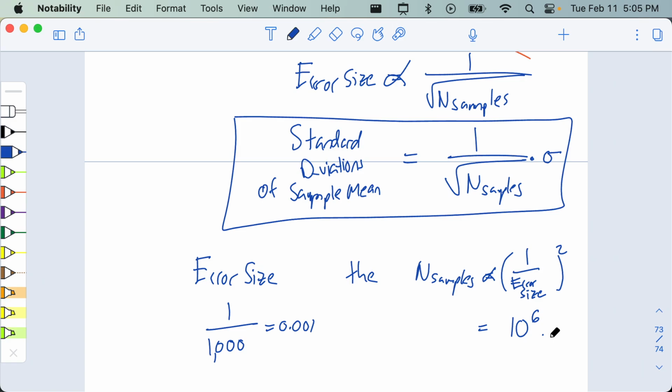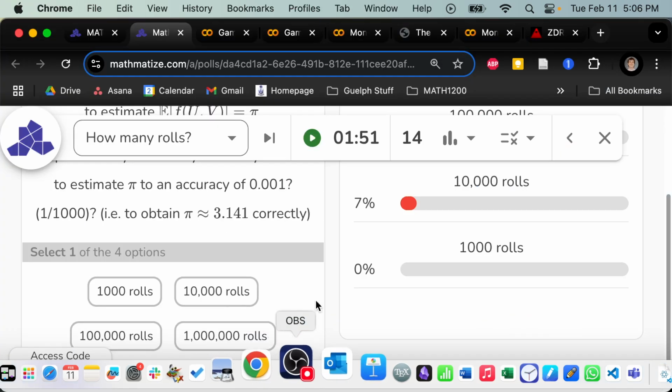So if you want lots of accuracy, you have to increase the number of samples, and it grows super linearly. It grows by the square. Okay, let's check this out in the code.